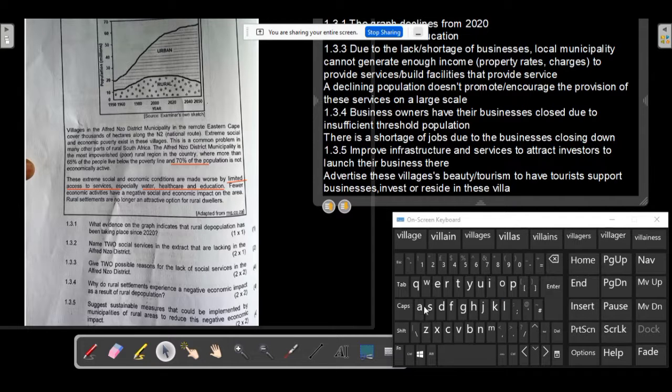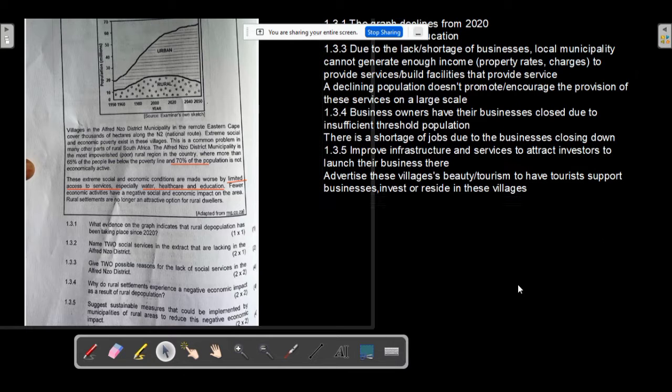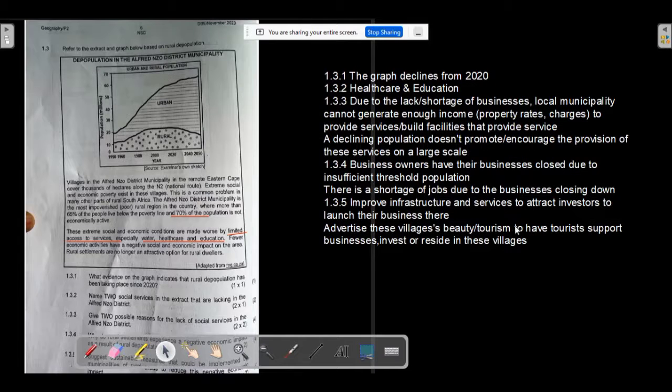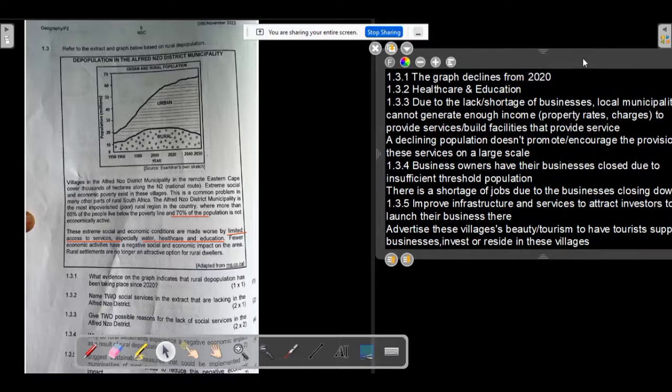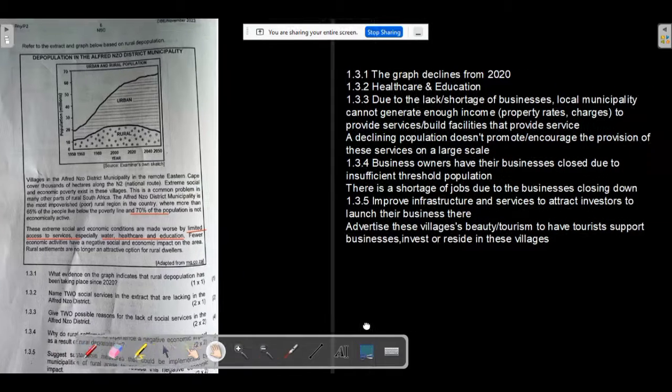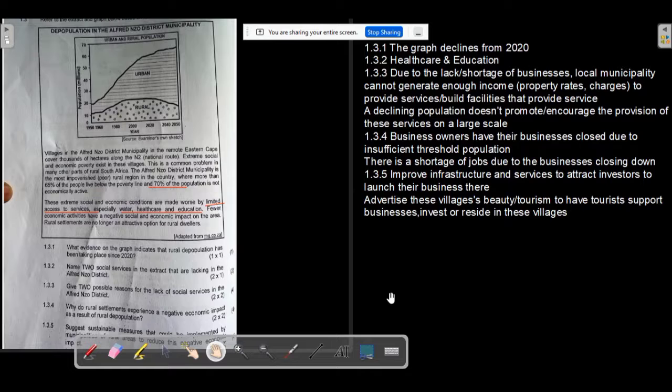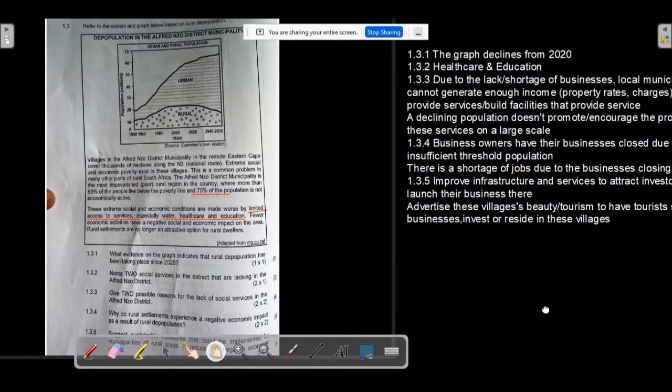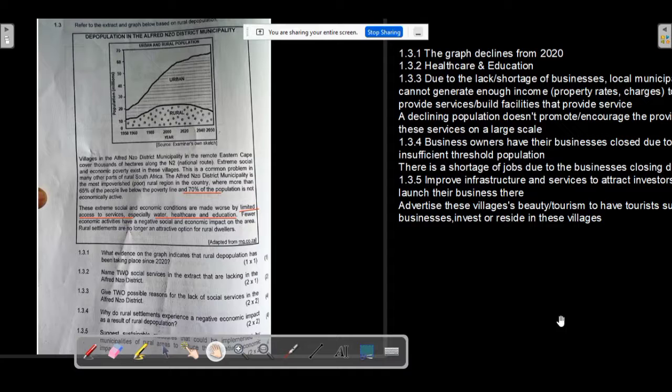There's a lot more you can do here. So again, let me know, what did you guys write there? What did you guys write? So this is what I'm going with for 1.3, and yeah, let's move on to the next question.